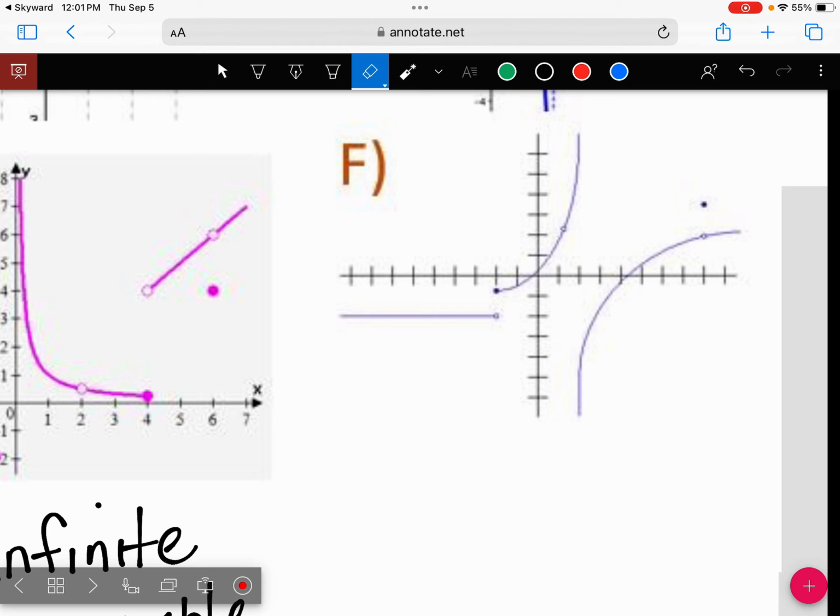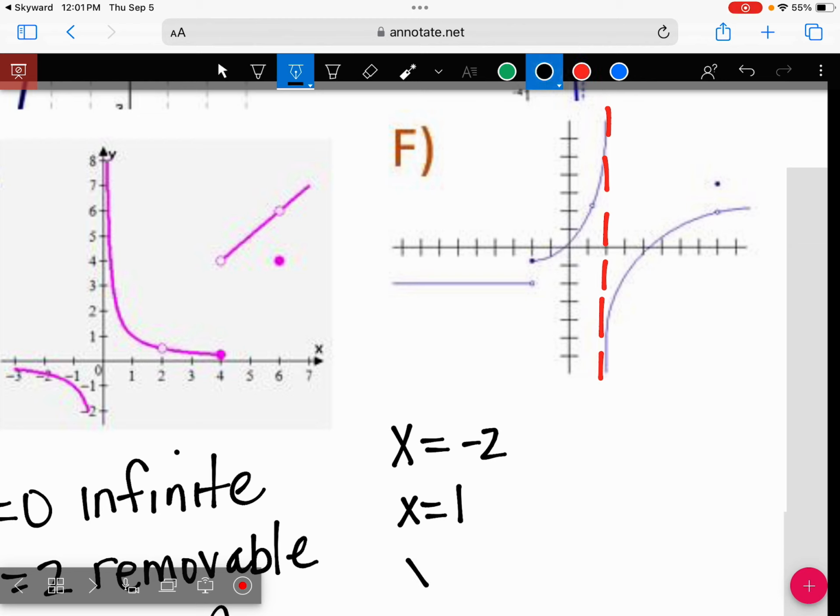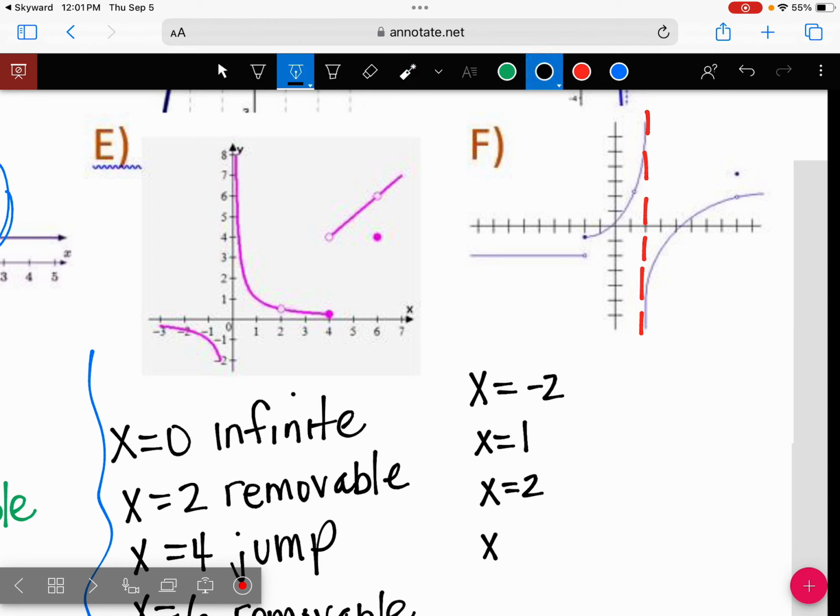So our first one happens at x equals -2. Then the next one is at x equals +1. And then it looks like if you were to draw in a dashed line, that would happen at x equals +2. And then we got another one, 3, 4, 5, 6, 7 at x equals 8. Who had those 4 x values?